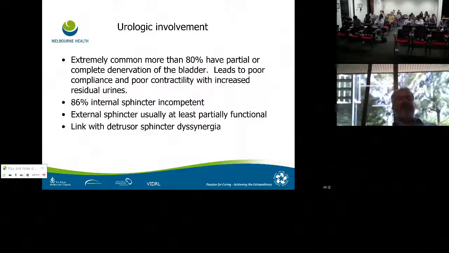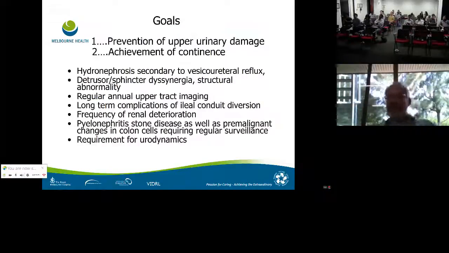and there can be a link with detrusor sphincter dyssynergia, and so if you've got concerns with regard to that, you need to have that checked over at an early stage and to get urodynamics done. So the goals, like with every bladder issue, are prevention of upper urinary damage and achievement of continence.